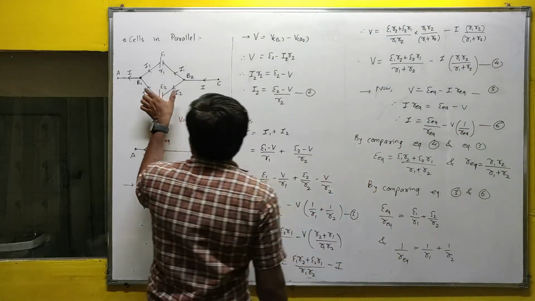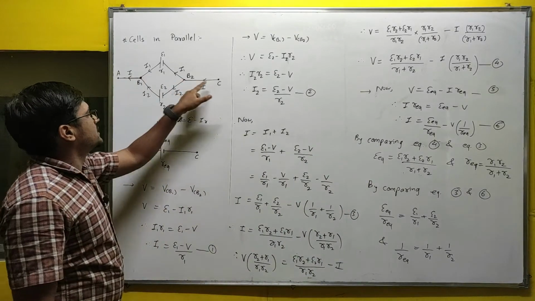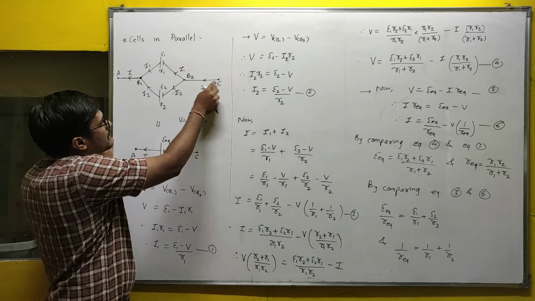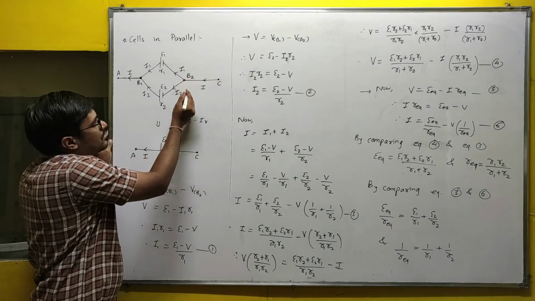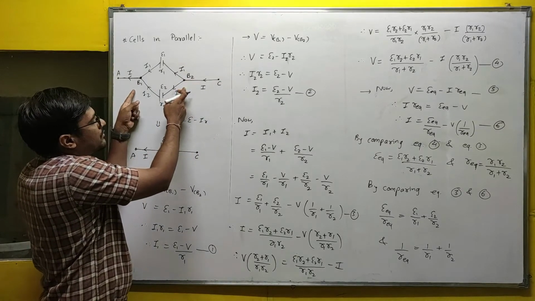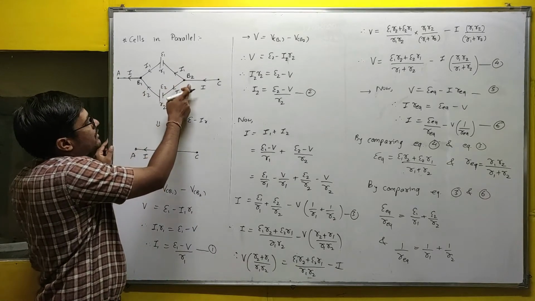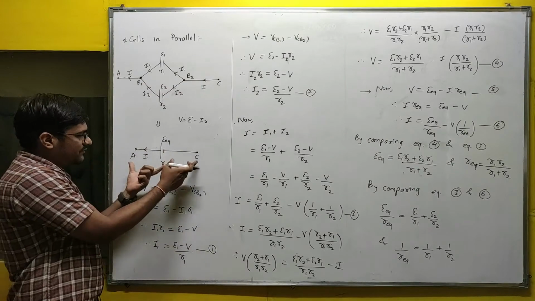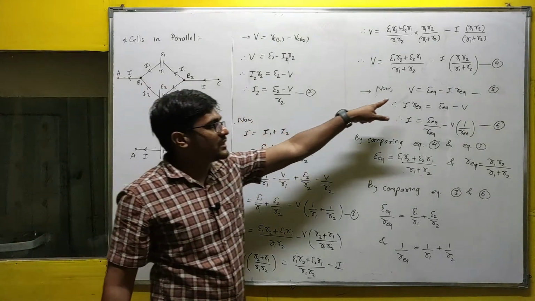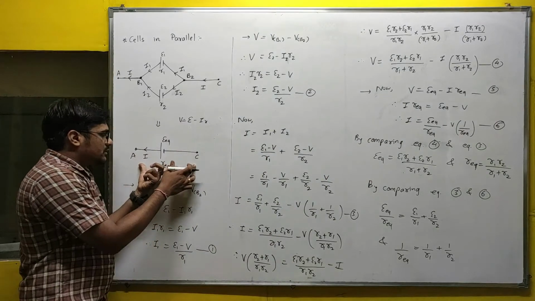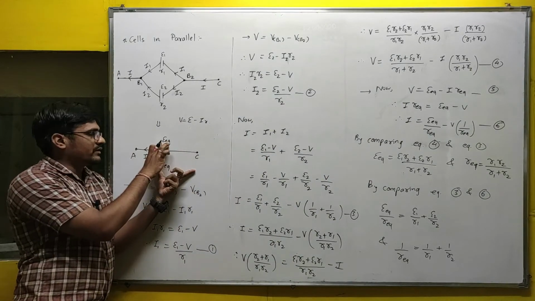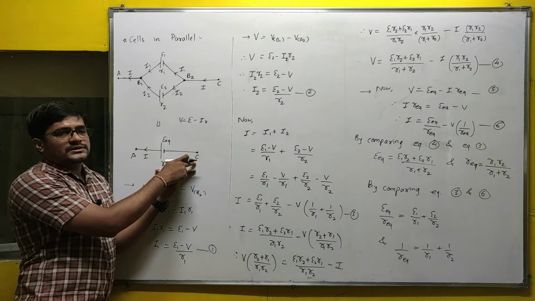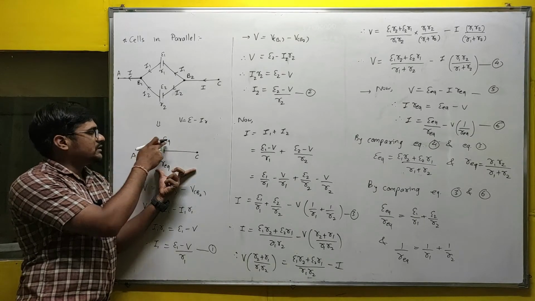Now B1 B2 is the same as AC. B1 is connected directly with A and B2 is connected directly with C. So the potential difference between B1 and B2 is the same as the potential difference between A and C. So the potential difference between A and C is also V. From this figure, A and C are the terminals of this equivalent cell. So the potential difference between A and C is the terminal voltage of this cell.